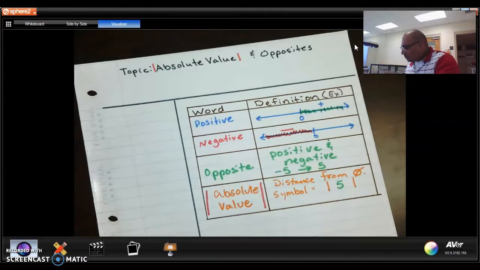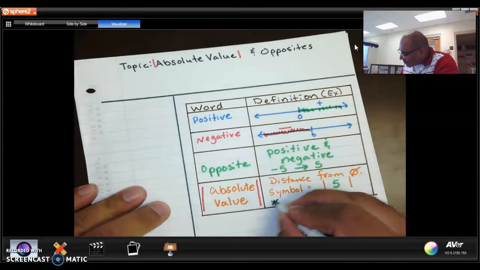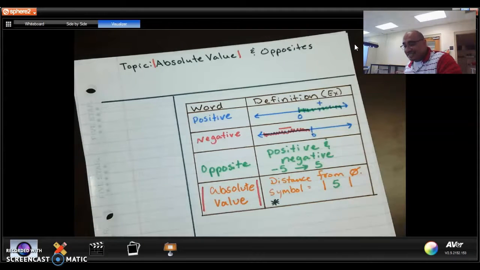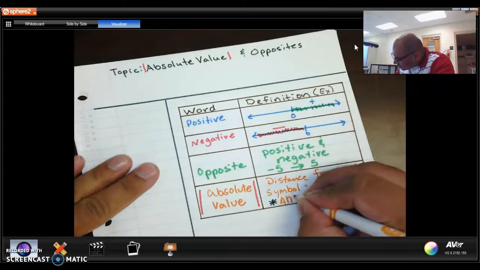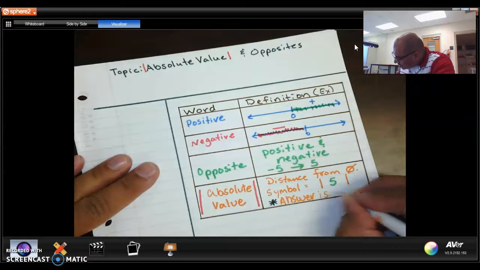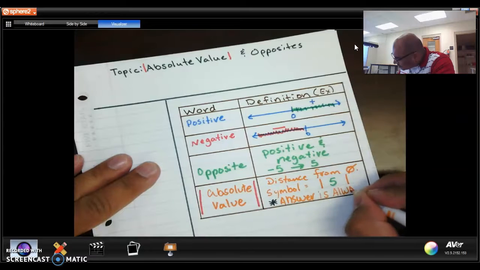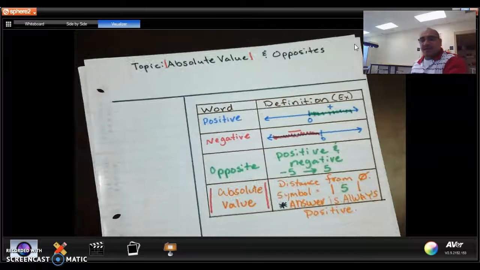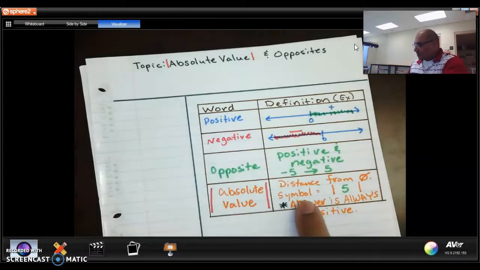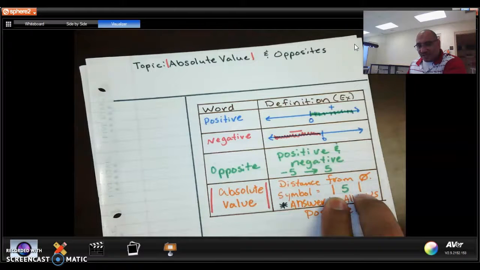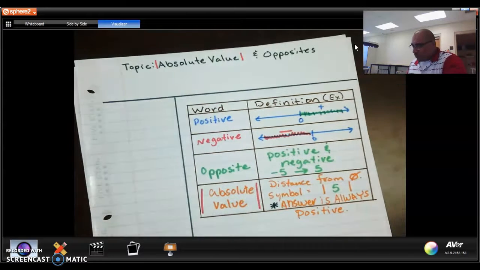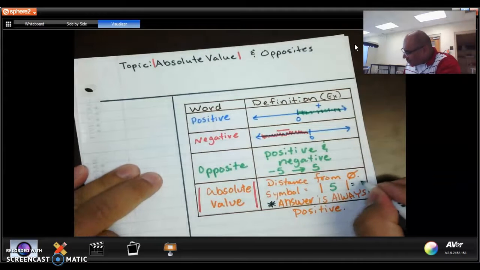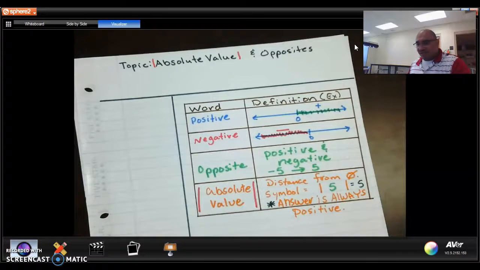Now, the definition of absolute value is actually the distance from 0. So again, it's going to be the distance from 0. The symbol for absolute value, remember, is these two little parallel lines with your number on the inside. And then your last little note for absolute value, because we're talking about the distance from 0, your answer is always positive. So again, for absolute value, it is the distance from 0. The symbol is represented as such. And then your answer will always be positive, no matter what.